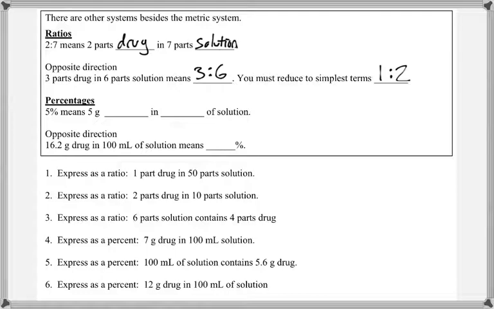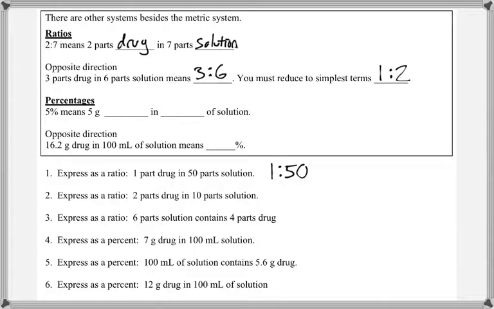So number 1 says express as a ratio 1 part drug in 50 parts solution. I can just write 1 to 50, and that really means the same thing as all of this. So it's kind of a nice shorthand notation.